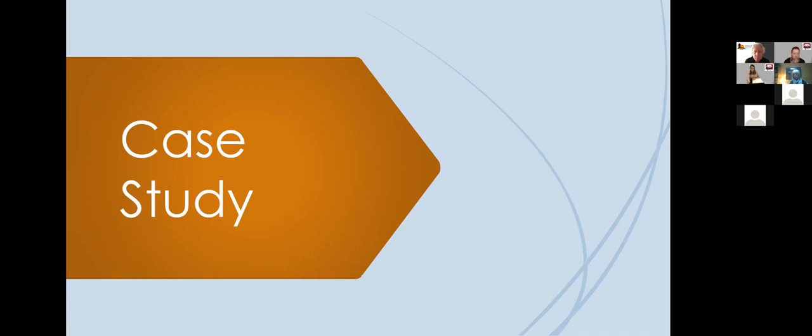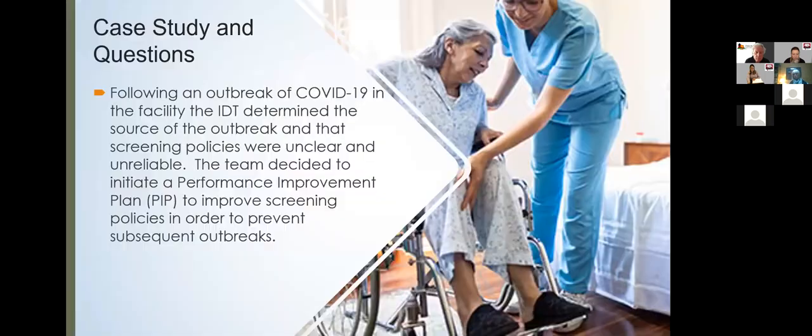As I mentioned last week, we're going to follow up on our case study that we had done the week previously. We talked about root cause analysis and the screening issues whenever there was an outbreak. So we can go ahead and go to the case study slide, and then we have some poll questions. Okay, so following the outbreak in the facility that we had discussed, the team determined the source of the outbreak was due to screening policies being unclear and unreliable. So the team decided to initiate a performance improvement plan to improve screening policies in order to prevent subsequent outbreaks.